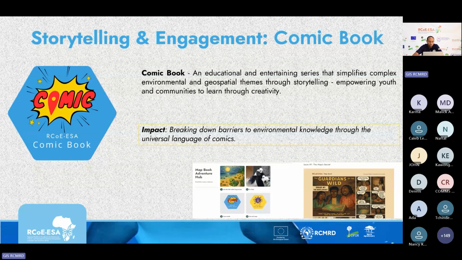We have also come up with a product, a comic book, and through this approach, we are able to educate and come up with entertaining series that aim at simplifying complex environmental and geospatial themes through storytelling. And through this, we're able to empower youth and the community to learn through creativity, breaking down the barriers to environmental knowledge through the universal language of comics.